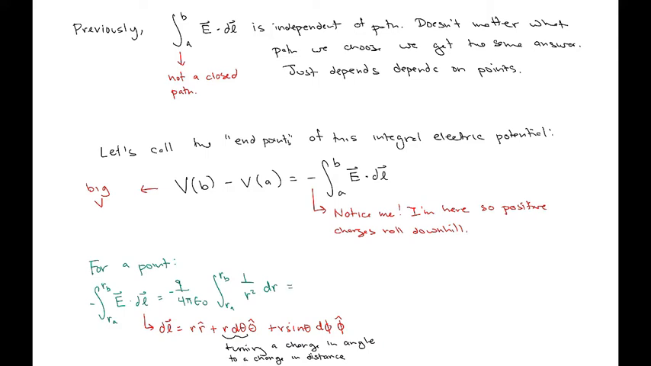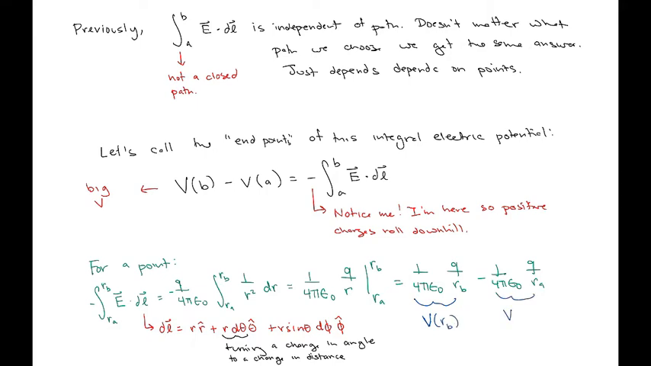Okay, when I actually do this integral, I end up with 1 over 4 pi epsilon naught q over r, and I have to evaluate that between rb and ra, so I'm going to end up getting 1 over 4 pi epsilon naught q over rb minus 1 over 4 pi epsilon naught q over ra. This is the term that we would define to be the potential at a radius b, and this would be the term that we define to be the potential at the radius a.